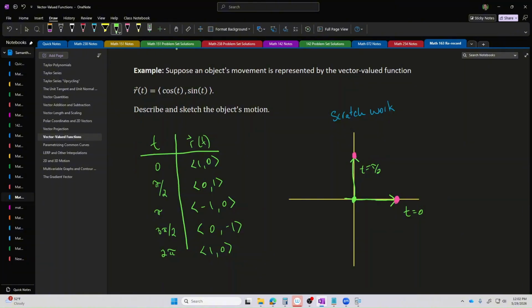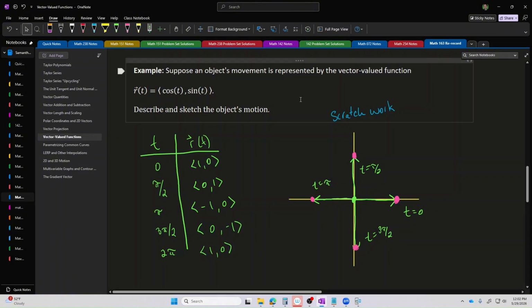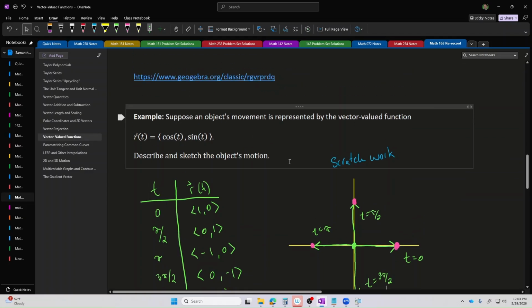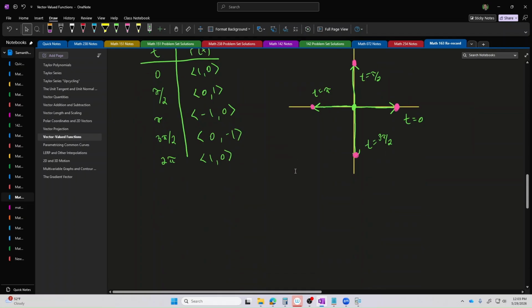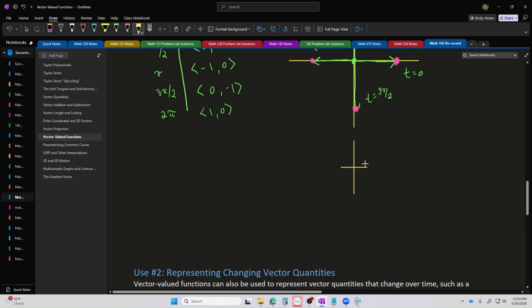Then when t is equal to pi, my vector is saying, hey, your object is over here on the negative x-axis. That's where it is when t is pi. And then when t is equal to 3 pi over 2, my vector is pointing straight down. So that's where my object is at this moment. And then by the time t increases to 2 pi, we're back here on the positive x-axis. From these points we've plotted, and by thinking about what sine and cosine are doing, we probably have enough information to predict the nature of the path of motion.